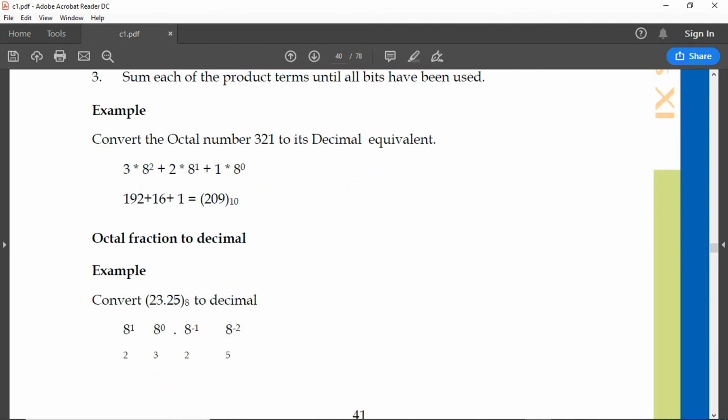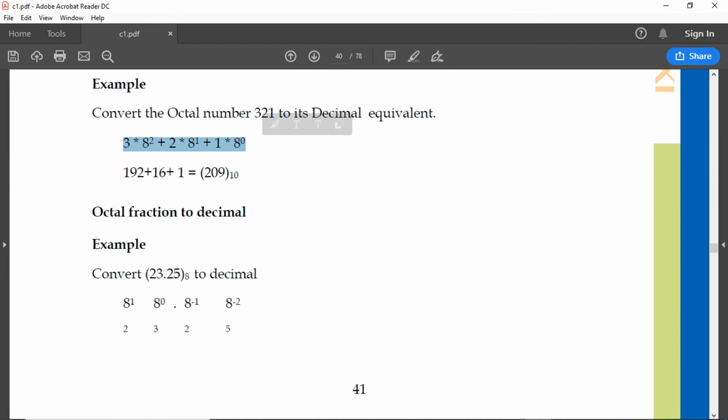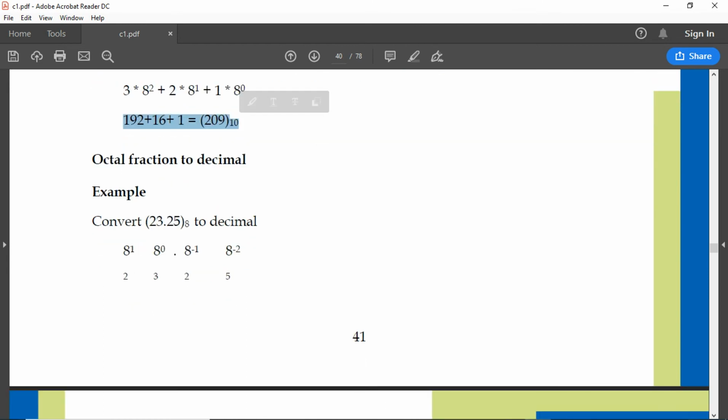Example. Convert the octal number 321 to its decimal equivalent. 3 × 8^2 plus 2 × 8^1 plus 1 × 8^0. 192 plus 16 plus 1 equals 209 base 10.